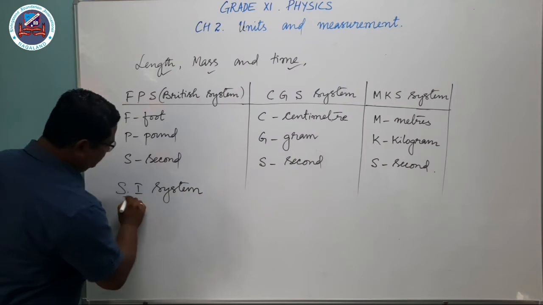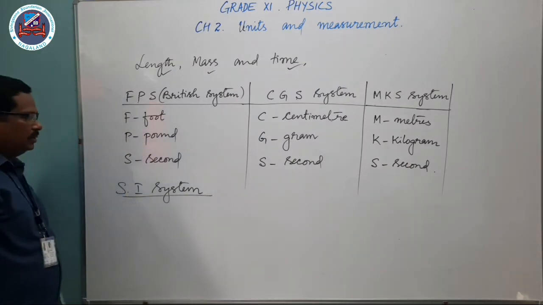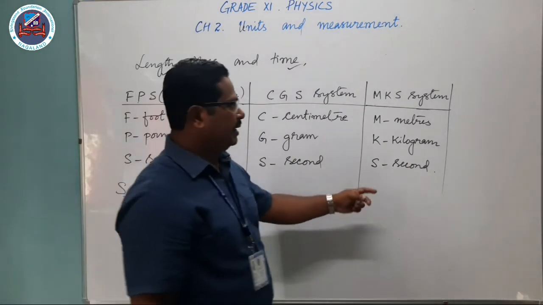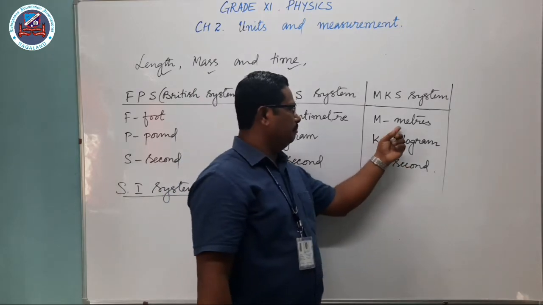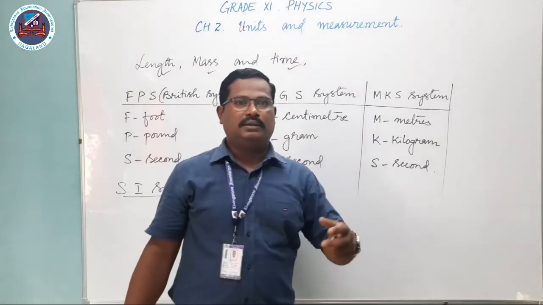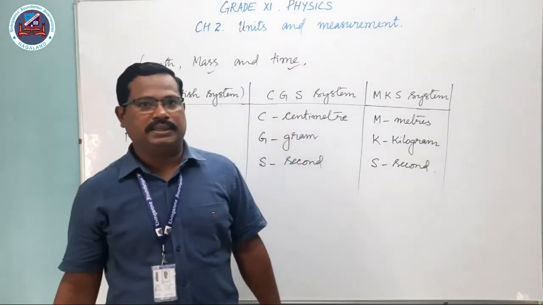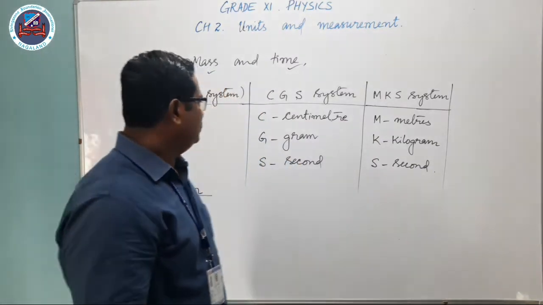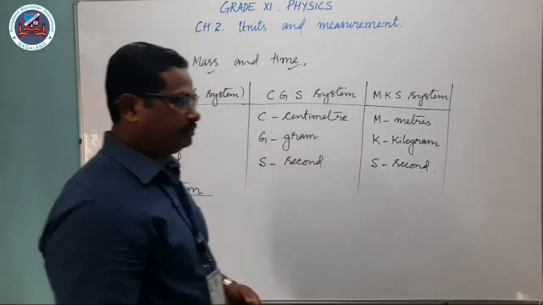In this system, they rationalized the MKS system, that is meter, kilogram and second, as well as they took another four more physical quantities, base quantities. I'll write down here.